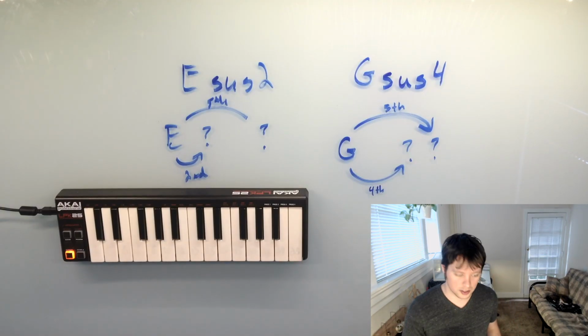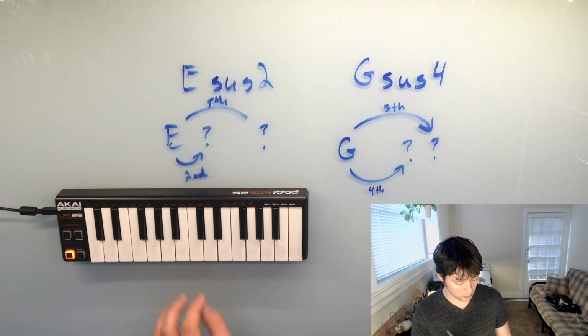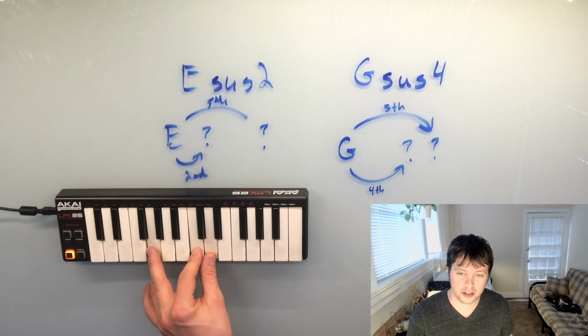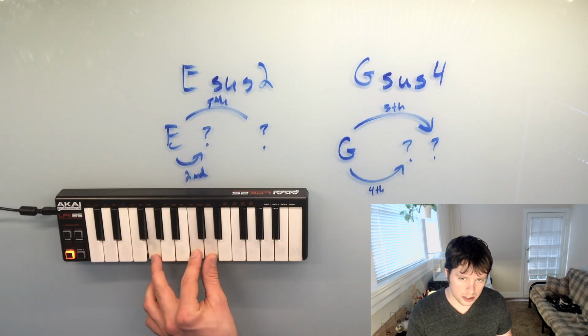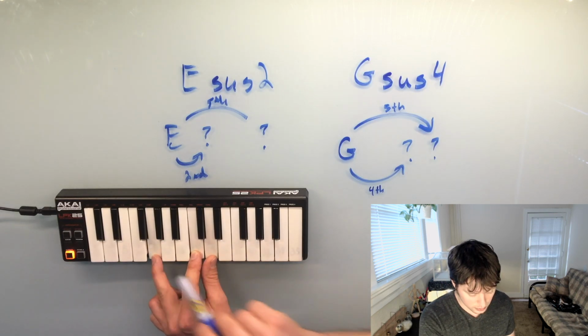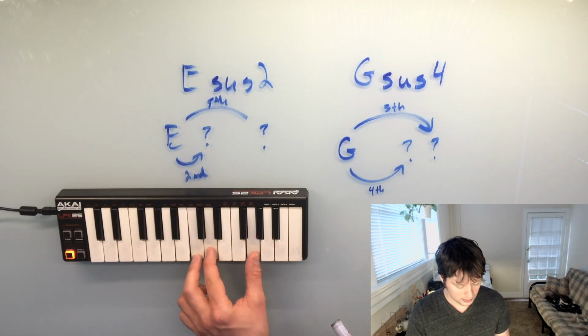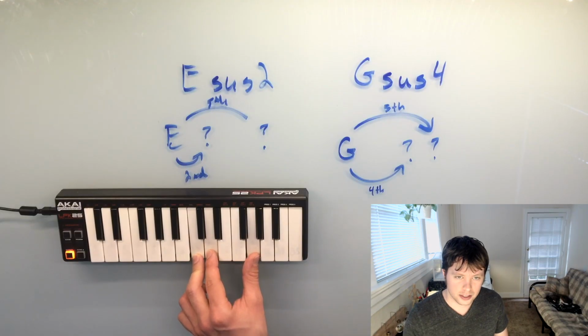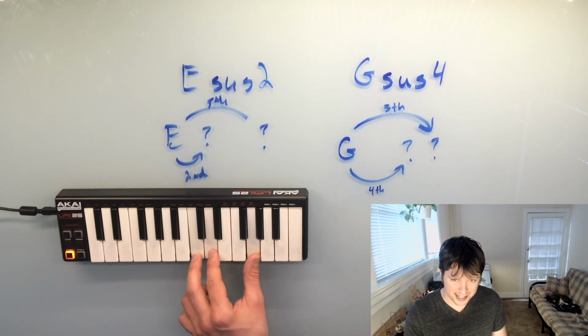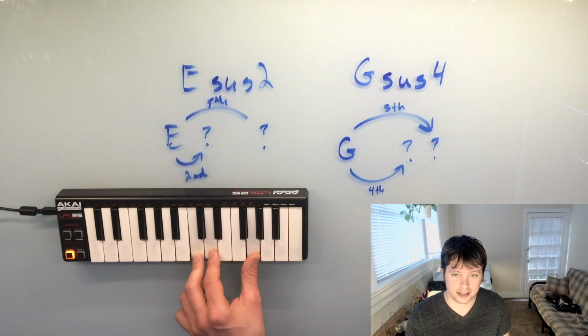Now, in the case of these suspended chords, since we're not following that rule of thirds anymore, we don't have that. So back to this C suspended fourth, for example. Look what happens if I try to invert it. Say I take this G note and I move it up an octave. If I'm playing this chord, I can't tell that this is a G suspended fourth anymore. This looks exactly like a C suspended second.